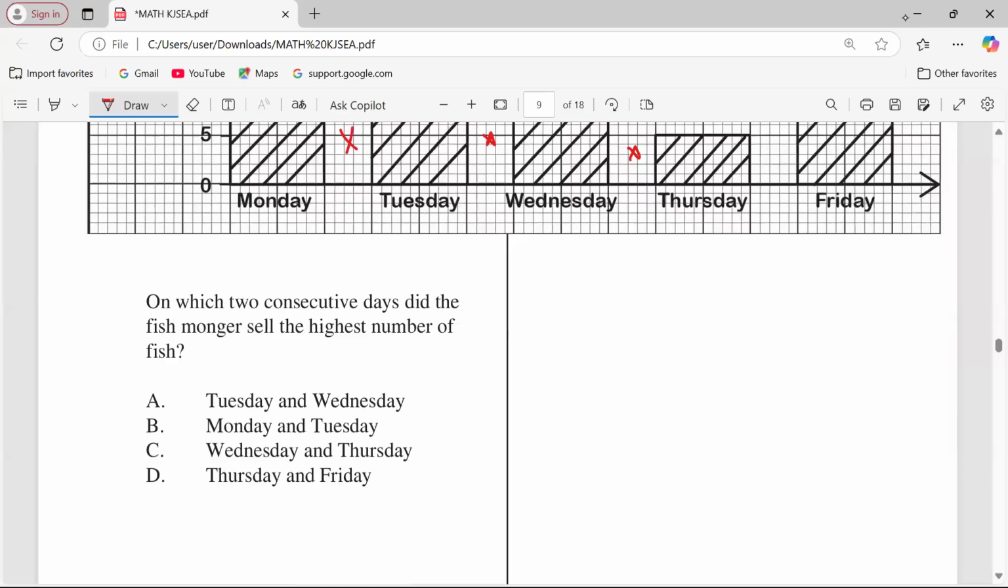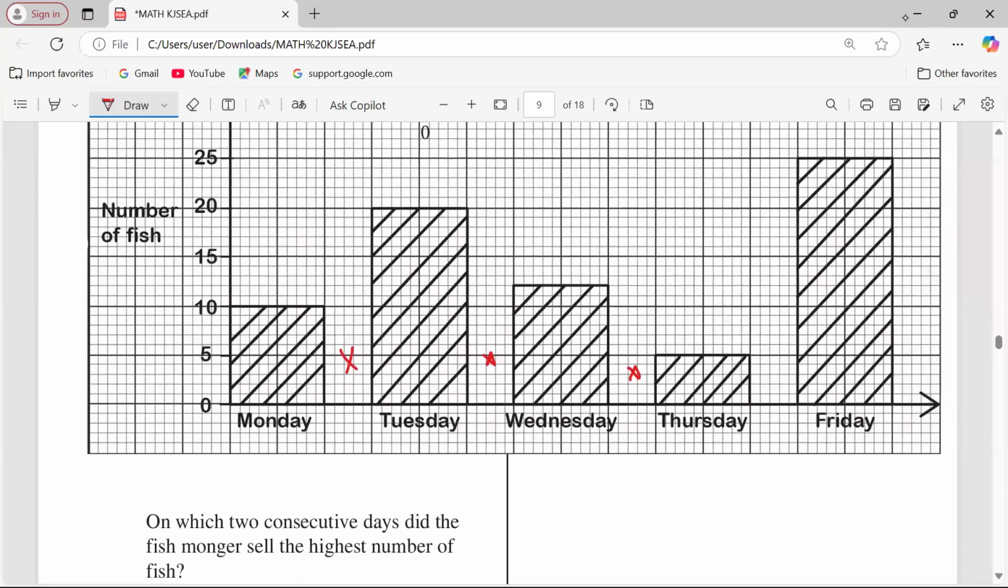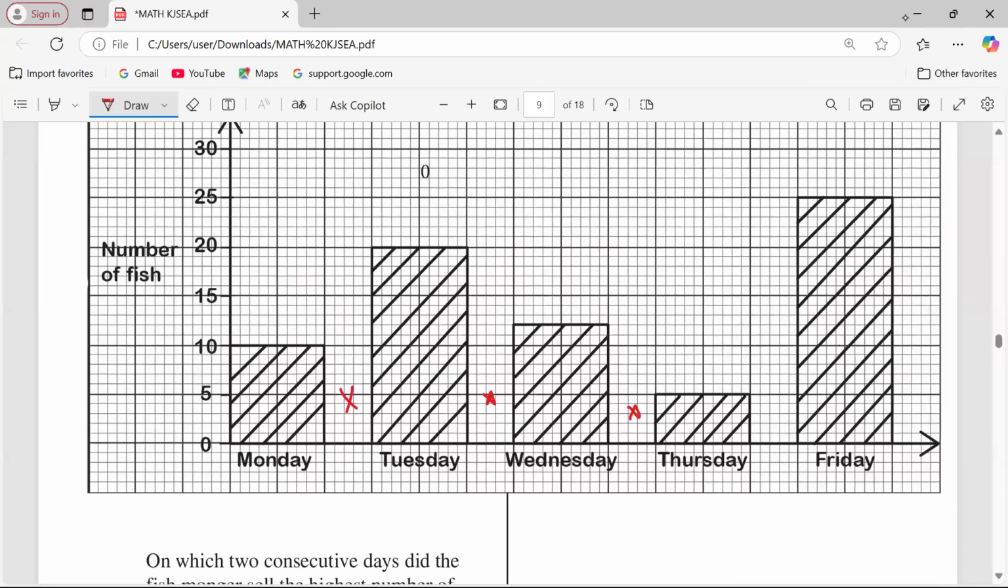On which 2 consecutive days did the fishmonger sell the highest number of fish? So when was the highest number of fish sold? According to the bar graphs, which are already represented here, look at the graph.